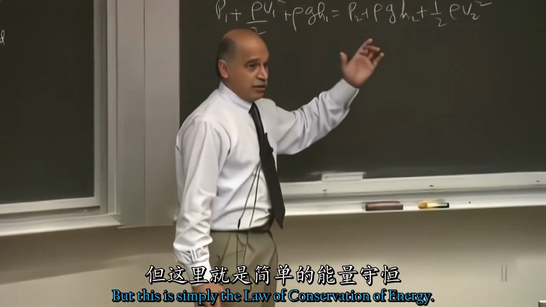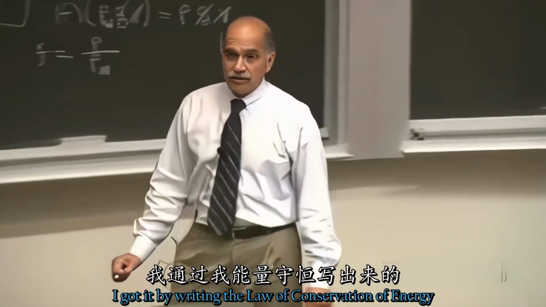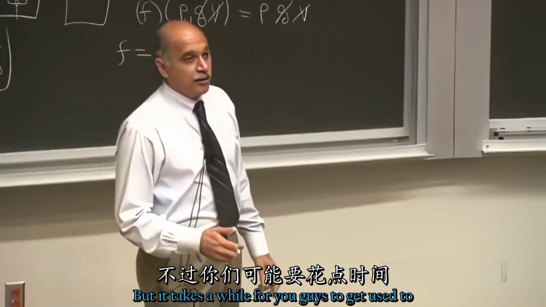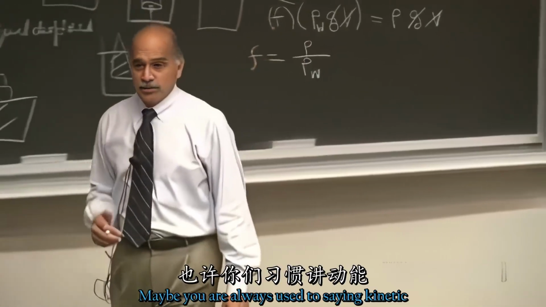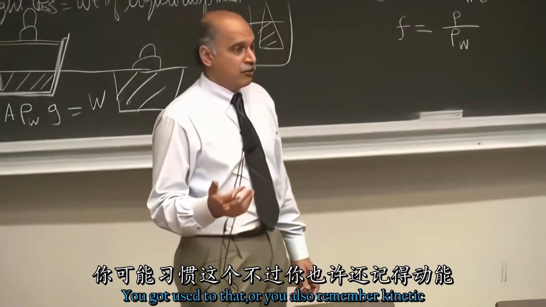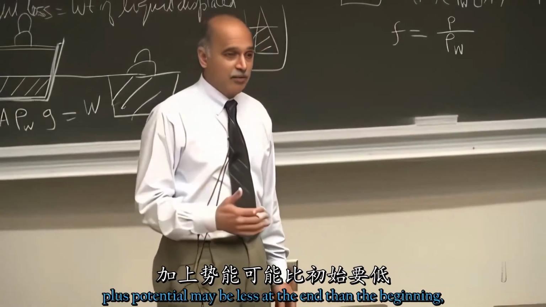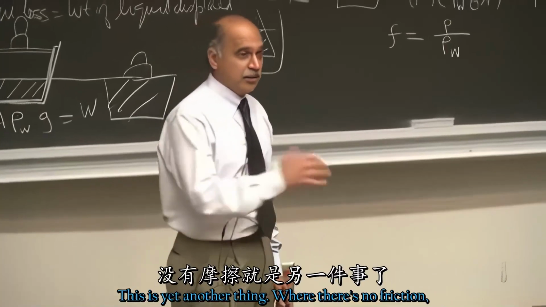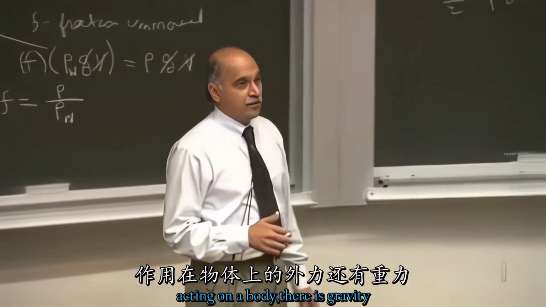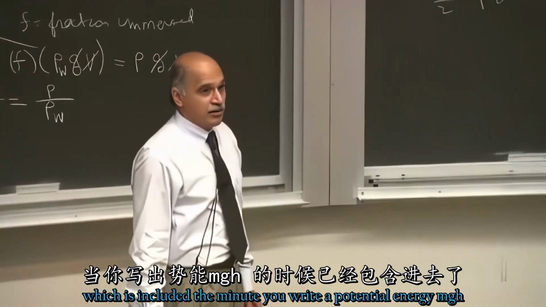But this is simply the law of conservation of energy. I got it by writing the law of conservation of energy. But it takes a while for you guys to get used to applying it. You may be always used to saying kinetic plus potential is kinetic plus potential. Or you also remember kinetic plus potential may be less at the end than the beginning because there was friction. This is yet another case where there's no friction, but there are external forces acting on a body. There is gravity, which is included the minute you write a potential energy, mgh.